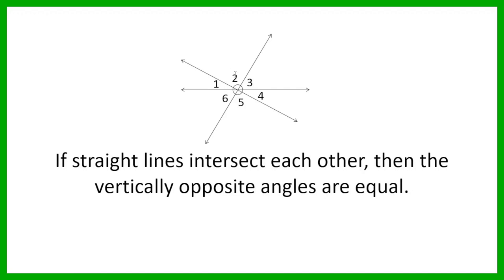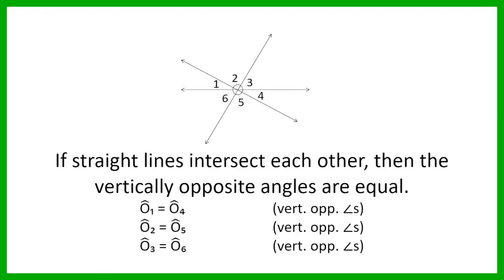The vertically opposite angles are the angles that are directly across from each other, directly opposite each other across that point of intersection. So angle O2 and angle O5 are vertically opposite, angle O1 and angle O4 are vertically opposite, angle O3 and angle O6 are vertically opposite. Those angles are vertically opposite to each other, and they are going to be equal to each other. Vertically opposite angles will always be equal to each other.